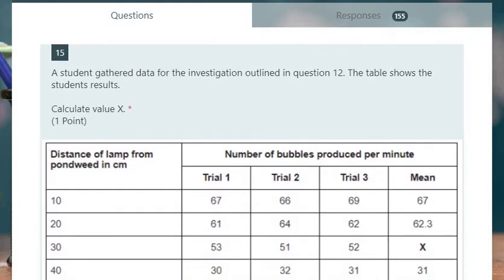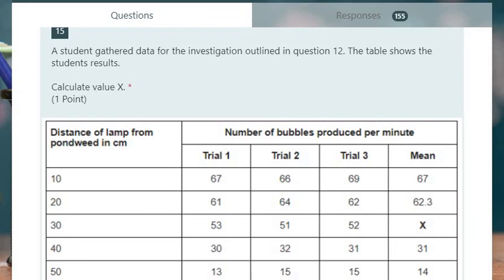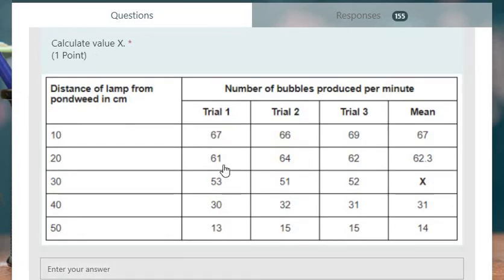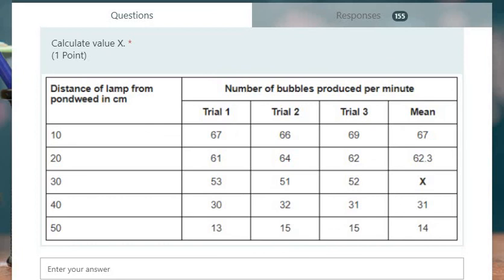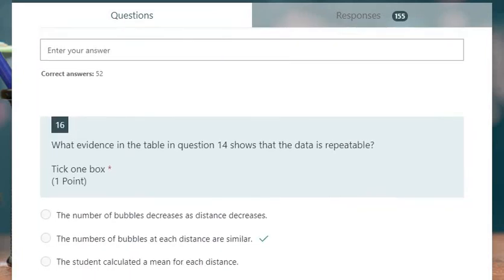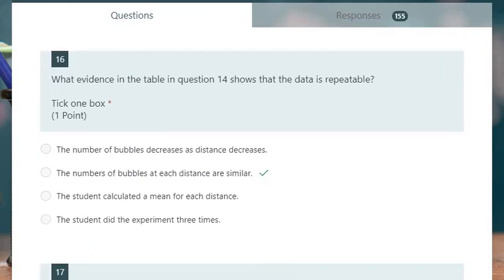Okay, 15, we've got this data from the investigation. We can see their results. You had to calculate the value at X. I don't think anyone got this wrong. 52 is the mean. Brilliant, you all know how to get a mean. 16, what evidence in the table shows that the data is repeatable?